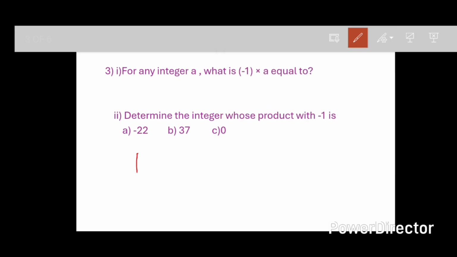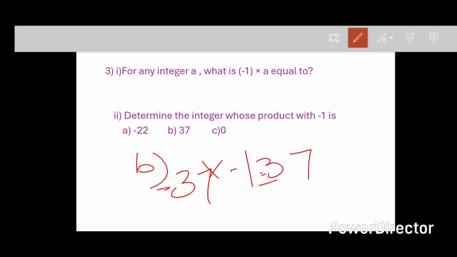Next for b1. If you want to get the answer 37, that unknown integer multiplied with minus 1 is, sorry, minus 37. Why? Here there is no negative symbol. We want to write a plus symbol here, which means we should multiply a negative with a negative. That's why the answer is minus 37.